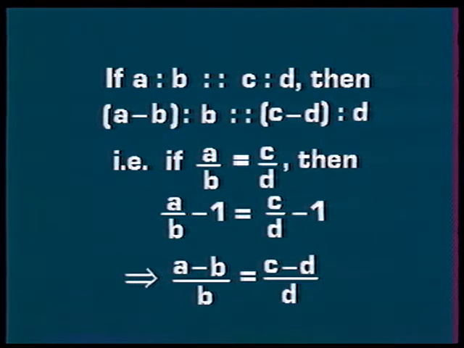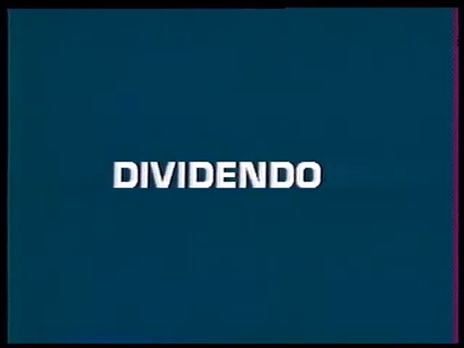Result 4 is, if A is to B as C is to D, then A minus B is to B as C minus D is to D. That is, if A upon B is equal to C upon D, then if we subtract 1 from both the sides, the value of this expression remains same on both the sides, but now the expression becomes A minus B upon B is equal to C minus D upon D, or A minus B is to B as C minus D is to D. This result is called dividendo.